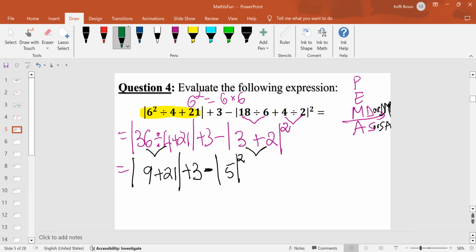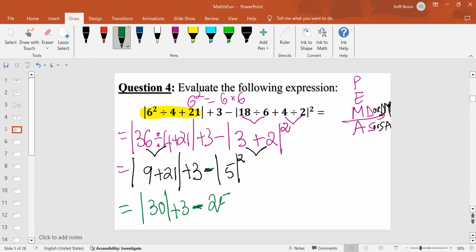We continue. This is the same as the absolute value of 30, plus 3 minus. So the thing is this. The absolute value of 5, because 5 is positive, stays the same, 5. But 5 squared is 25. And I keep this negative sign, which is outside.